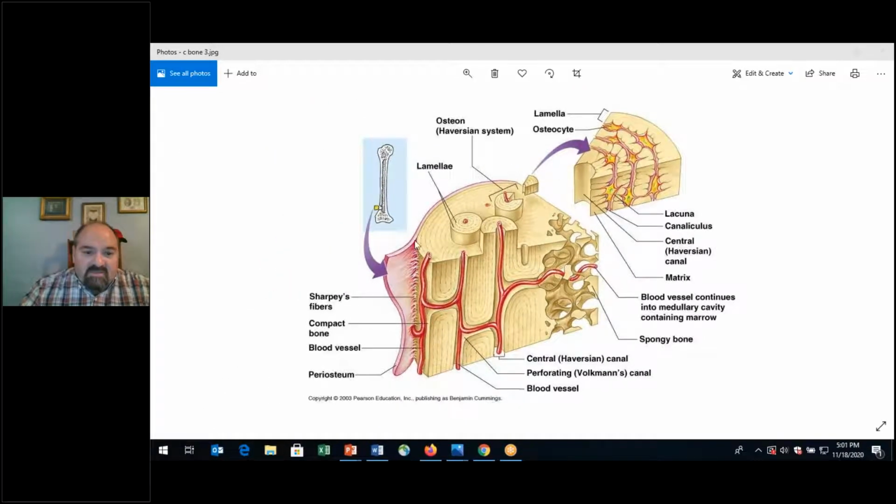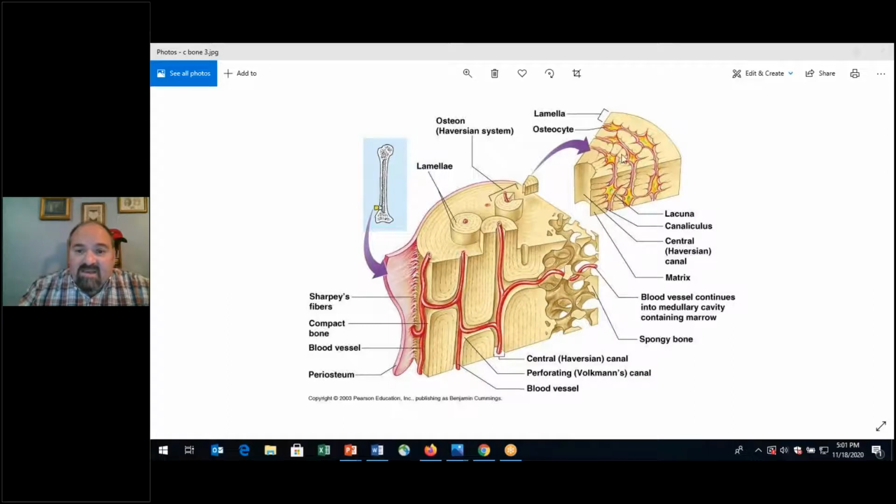So you'll see here that the periosteum is the covering of the bone. We have these Sharpey's fibers that are actually connecting and anchoring the covering of the bone, the periosteum, the outer covering, to the actual compact bone. And then again, this spongy bone is covered in endosteum. So periosteum, and endosteum covering the spongy bone.